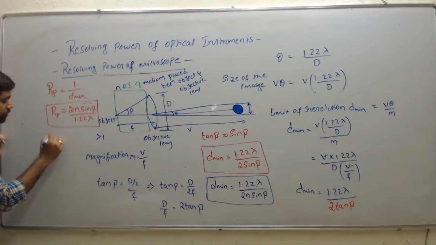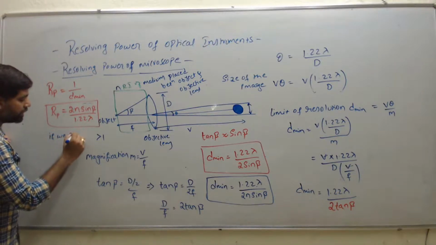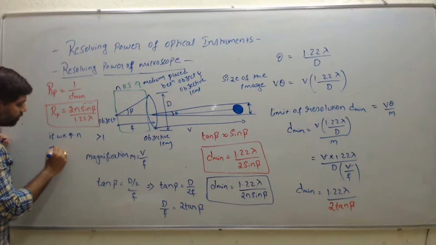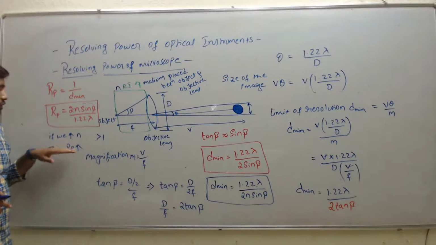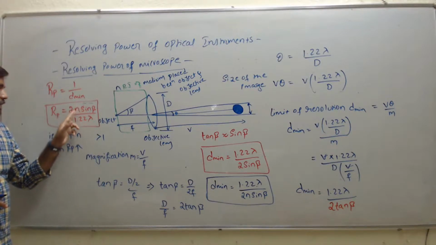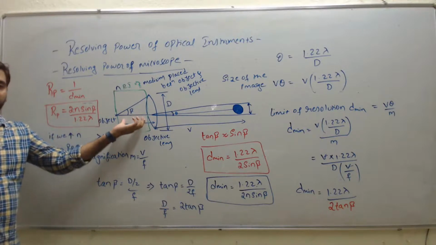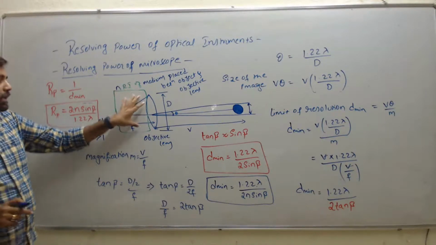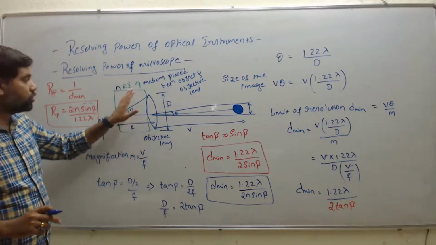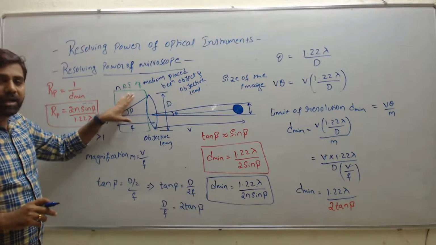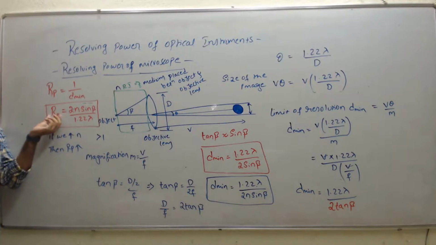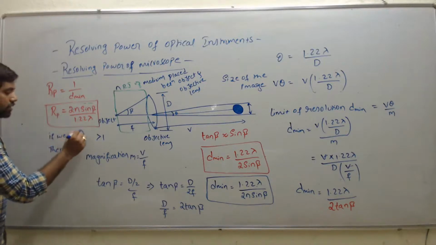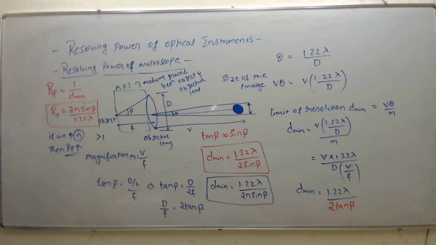If we increase the value of n, then the resolving power increases. Earlier we had air as the medium, so that air medium is replaced by another medium of refractive index n. If this value is greater, then the resolving power of the microscope will also be greater. Only by increasing the value of n can we increase the resolving power of the microscope.